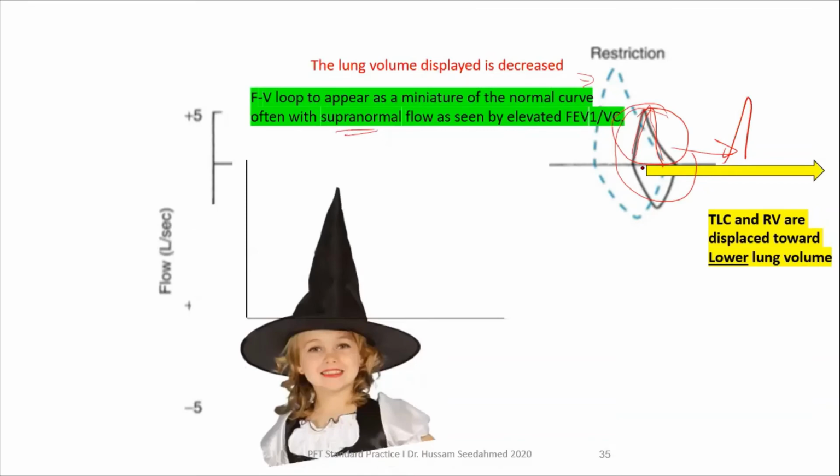فليه زي ما قلنا this is known as the witch hat appearance. This steepening is the witch hat appearance. That is a steep flow which is secondary to the high elasticity in restrictive lung disease. This is ما يعرف بالwitch hat appearance.